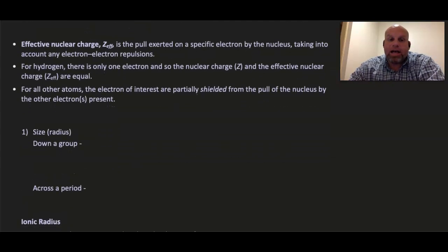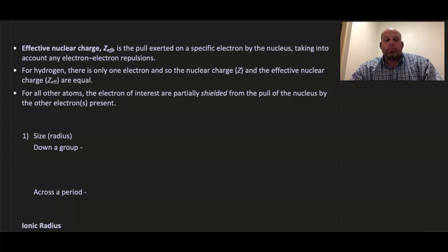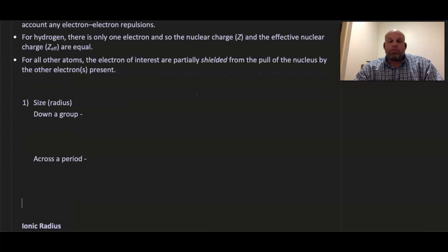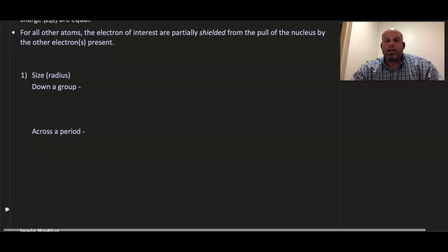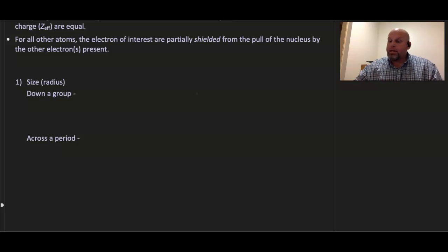Okay, so let's jump into size or radius. What we want to do is understand first what the definition of the trend is, then make sure we understand how that property is going to change as we move down a group or across a period. And then finally, we want to be able to predict which atoms would have the larger or smaller size. This is often referred to as atomic or ionic radius.